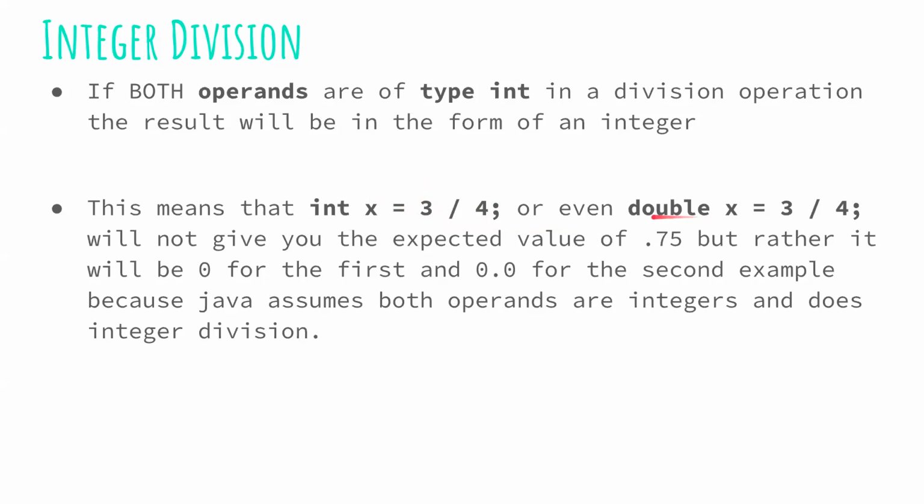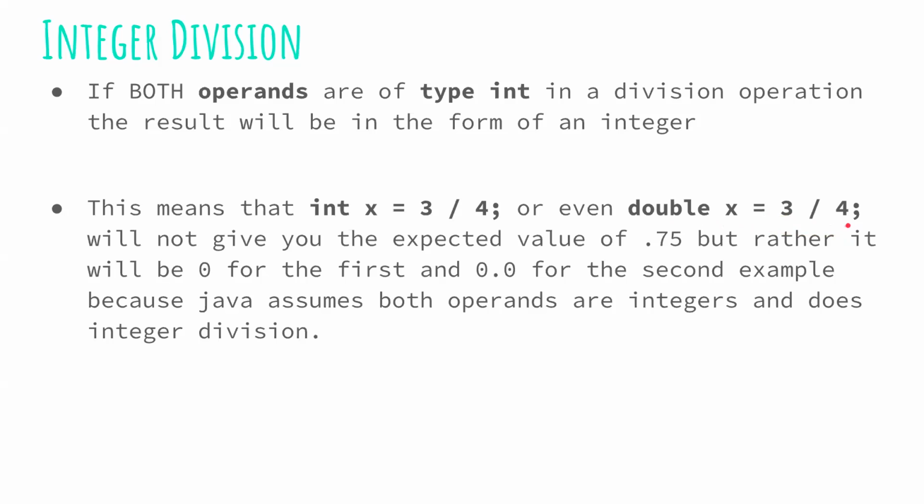Even if we were to say double x is 3 divided by 4, it's still not going to give us our 0.75. Why? Because it looks at 3 and it looks at 4, and these are two integers. It's going to see them as whole numbers. So it's going to do that integer division. It's going to get a 0. And then once we put it in a double, Java is going to say, hey, this was supposed to be a double, but we got 0. So let's just add a decimal here. And instead of adding the correct 0.75 decimal, it's going to add a 0. It's going to make it a decimal by saying 0.0.